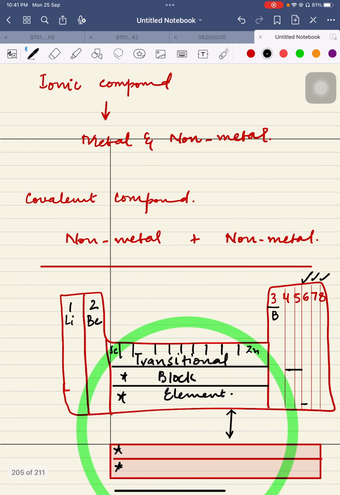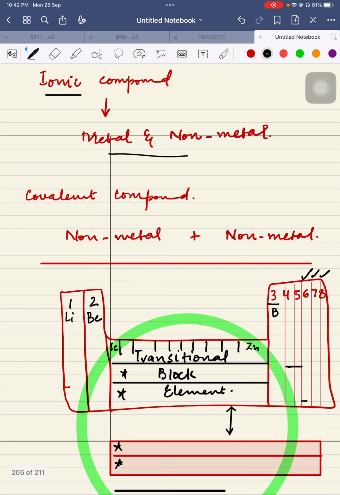Now we are moving towards the first point, and that is called ionic compound. So what is an ionic compound? It is formed by the combination of a metal and a non-metal, just discussed with you, and the covalent compound has been explained to you on the previous page as well.